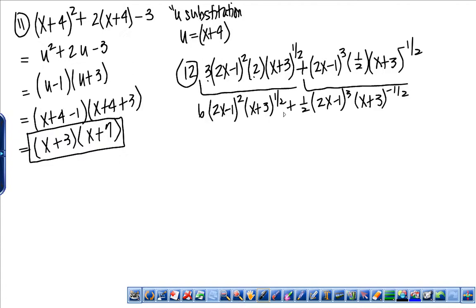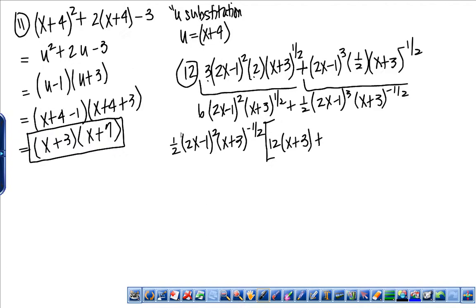In the coefficients, what can I take out of both of those? I have a 6 here and a 1/2 here. So the smallest I can take out is 1/2. In the parentheses, I have a 2x minus 1 and a 2x minus 1, so I can take out 2 of those. Now I'm factoring out. That's what I'm doing. I have an x plus 3 and an x plus 3, and it looks like I can take out -1/2 of them. So if I take out a half, remember you're dividing. So 6 divided by a half would be 12. If I take out a 2x minus 1 squared, I no longer have one. If I take out a -1/2 power of x plus 3, then it looks like I'm going to have an x plus 3.